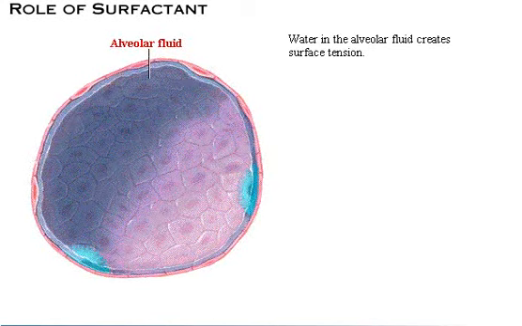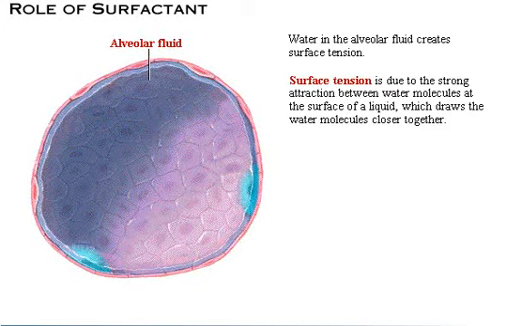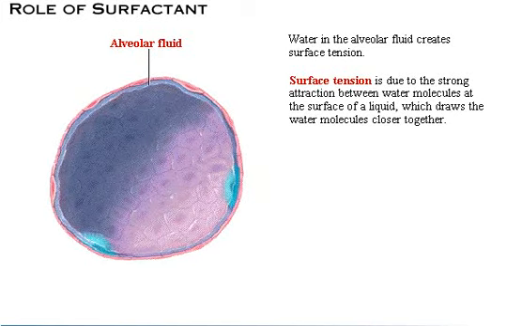The water in the fluid creates a surface tension. Surface tension is due to the strong attraction between water molecules at the surface of a liquid, which draws the water molecules closer together. As seen here, this force pulls the alveolus inward and reduces its size. If an alveolus were lined with pure water, it would collapse.